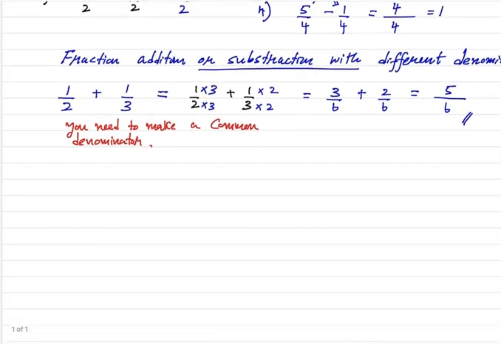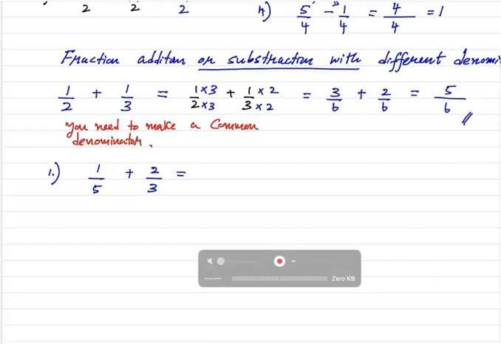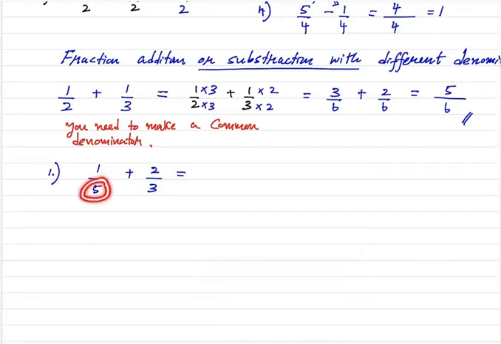Okay. So now I'll give you this example, so you will do it with me. 1 divided by 5 plus 2 divided by 3. Now you can see here again, the denominators are different, so you have to make them the same, right? So you multiply this by 3, the one here, and you do the same thing to the top. You multiply 3 by 5, and you do that to the top.